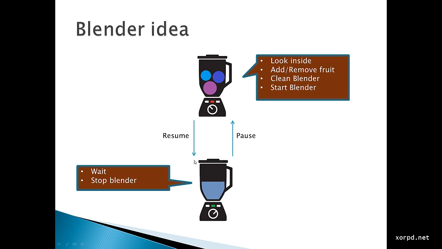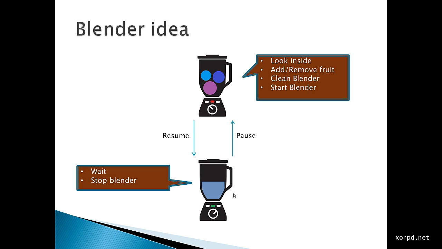During the running state, we cannot do much. Basically, we can just wait, or maybe stop the blender, and then it will stop at some random point. Basically, during the pause state, we can really look inside and understand things. However, during the running state, we cannot understand what we see, because everything is too fast.